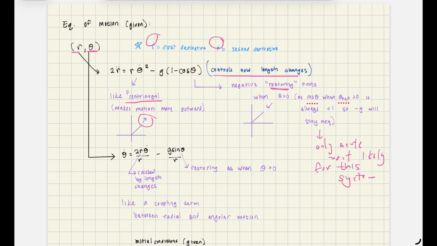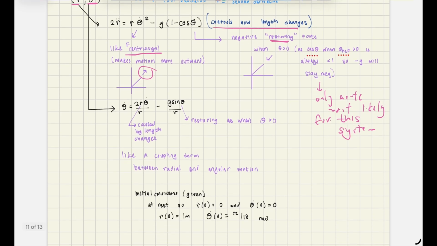So now let's look at this theta double prime. So we have that 2r prime theta prime over r minus g sine theta over r. So from this 2r prime theta prime over r, we can see that this acceleration of the theta is caused by the length changes, which is kind of interesting. And then we also have that negative g sine theta over r. This is also a restoring force.